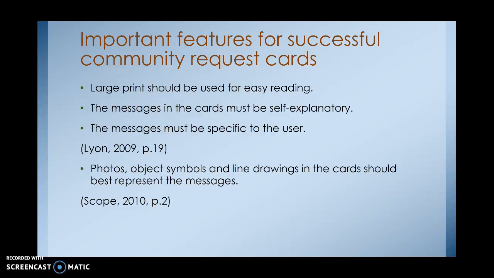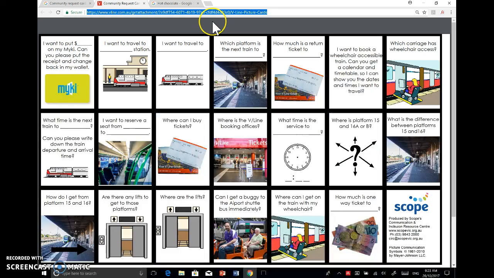After becoming familiar with creating some community request cards, you are reminded that large print should be used for easy reading. The messages in the cards must be self-explanatory and must be specific to the user of the cards. Last but not least, photo, object symbols, and line drawings in the cards should best represent the messages. To assist you in making successful community request cards, VLine and Scope have created some useful templates which are available through this web address.